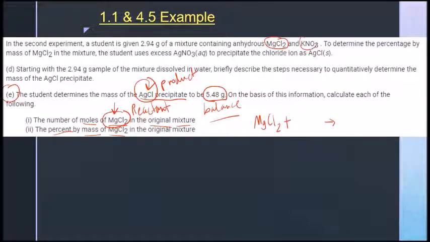No, that's in the mixture, right? The KNO3 is in the mixture. But what am I actually reacting it with to get the silver chloride to precipitate? Yes, silver nitrate. I'm reacting it with the silver nitrate. Very good. Now, we know one of the products is silver chloride. We need to figure out what the other product is.